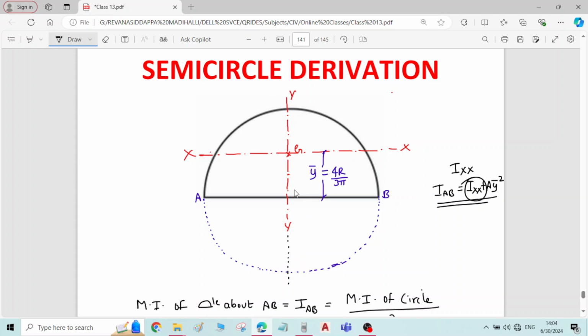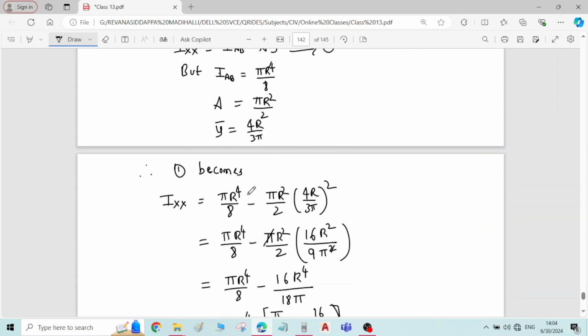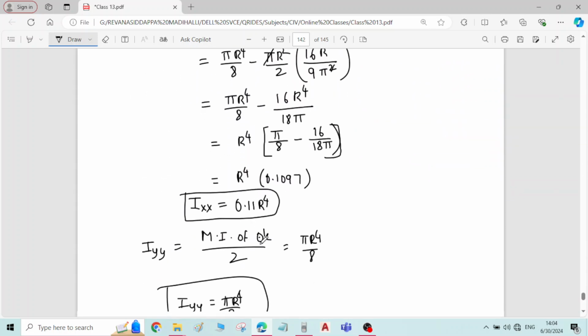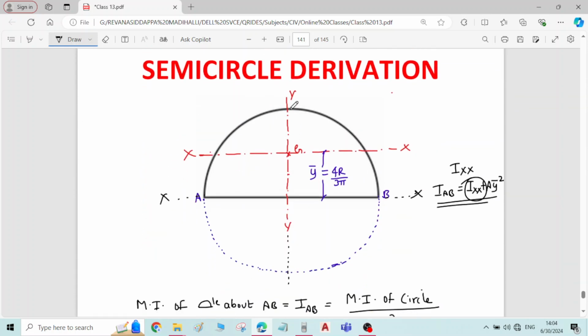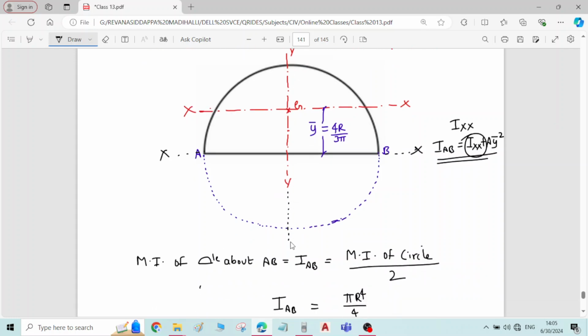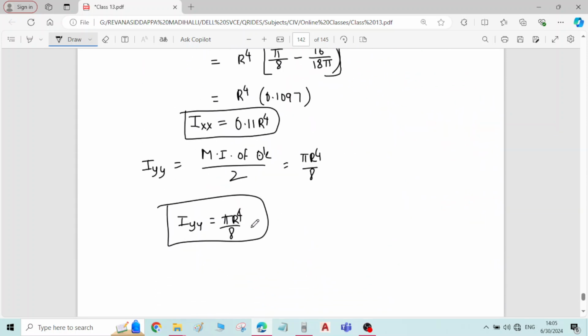But when it comes to the x-axis, centroidal x-axis for the semicircle and centroidal x-axis for the whole circle, both are different, therefore we have utilized parallel axis theorem. Okay, we got it as 0.11 r to the power of 4. Okay, but with respect to y-axis, centroidal y-axis for the semicircle and centroidal y-axis for the whole circle, both are same only. No need to use the parallel axis theorem. It is directly half of moment of inertia of the circle, that is pi r raised to 4 by 8.